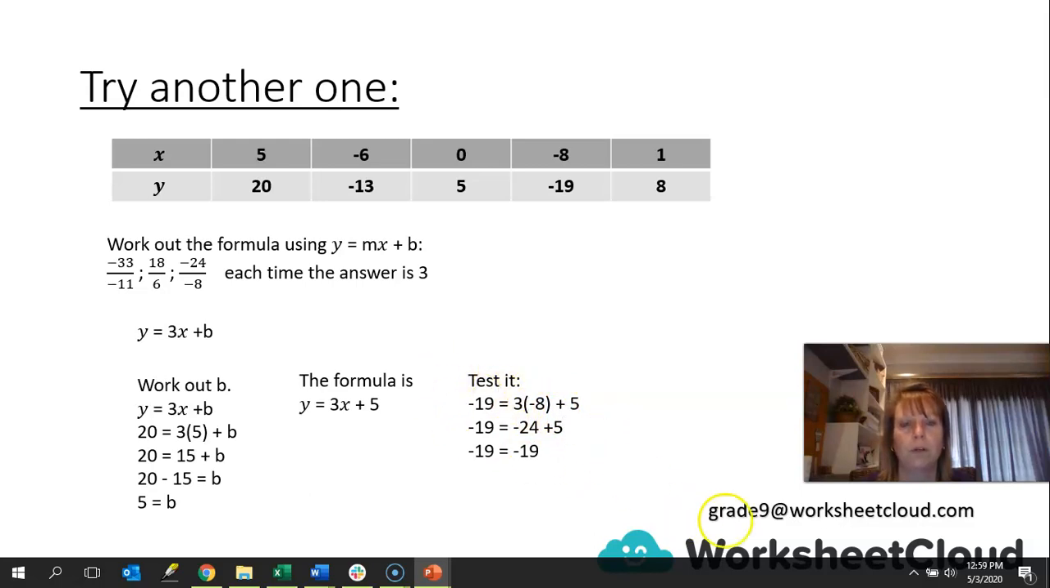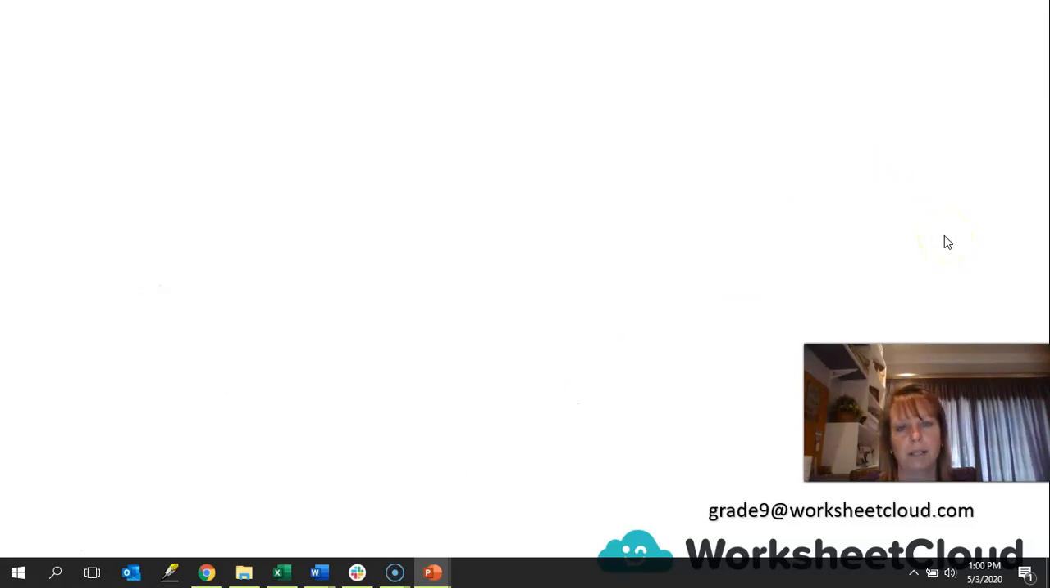Your variables are going to change. So your y and your x are your variables, and they are going to change. Okay, so we got minus 19 is equal to minus 24 plus 5. We can work out this side. Minus 24 plus 5 is going to give me minus 19. It's the same on both sides. So your formula is correct.